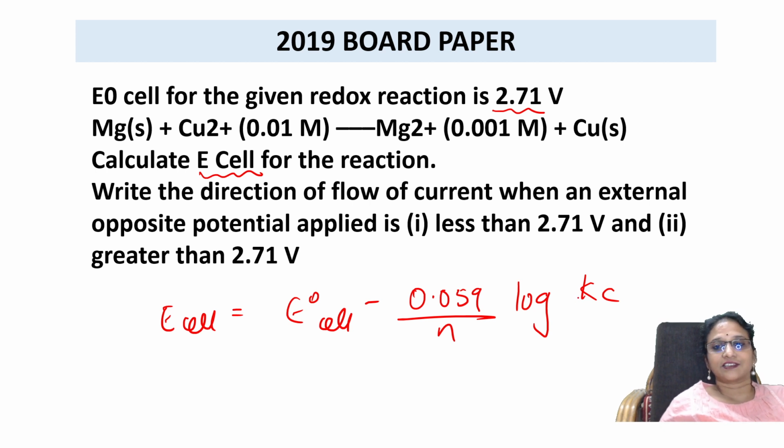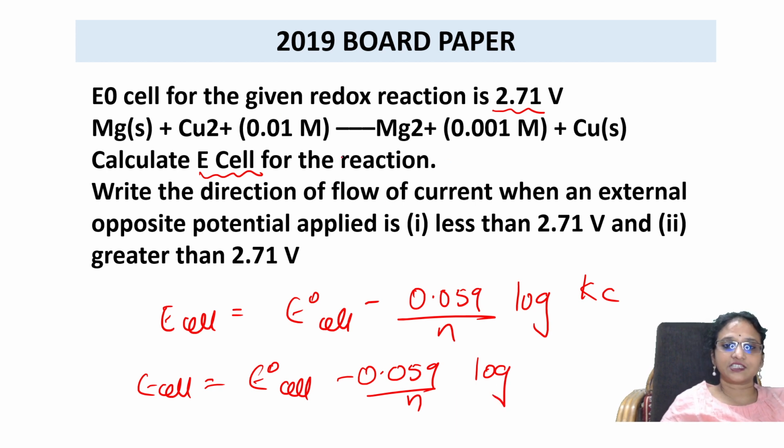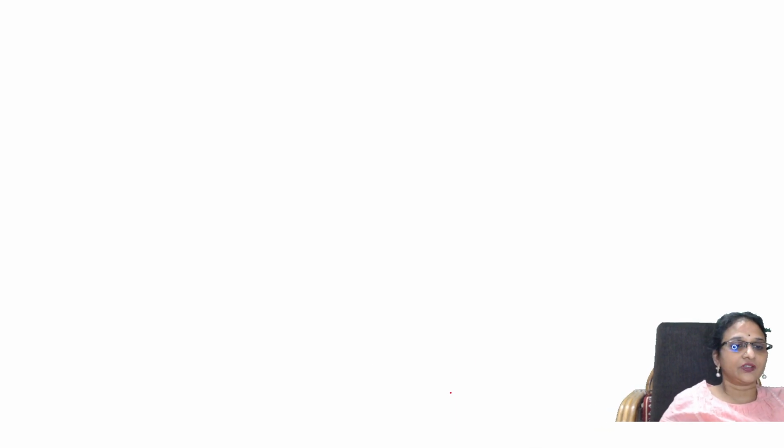Now observe carefully. Why did I take Kc? Because you can write it as oxidized and reduced, not a problem. But the basic thing is for equilibrium. If I write for the cell, actually I should write oxidized part by reduced part. What is oxidized here in this case? Magnesium. That's 10 raised to the power of minus 3 divided by copper, 10 raised to the power of minus 2. So E cell is equal to 2.71.